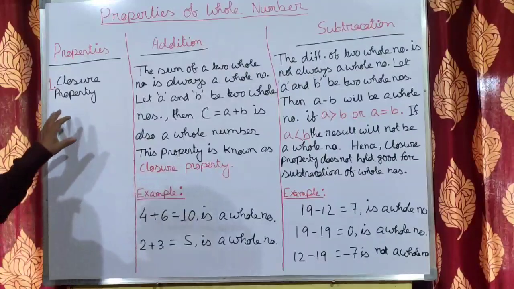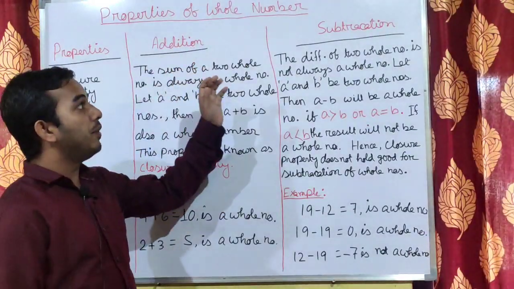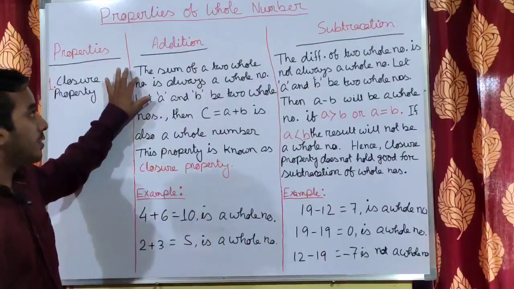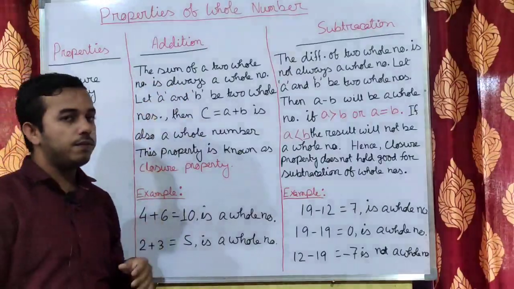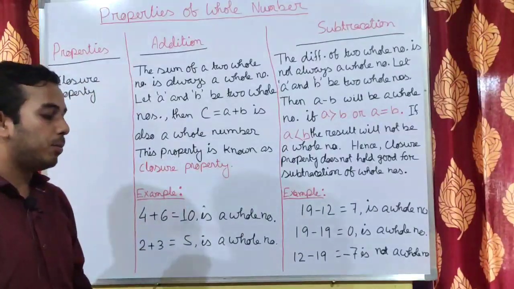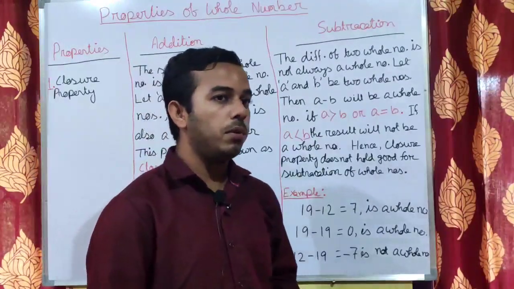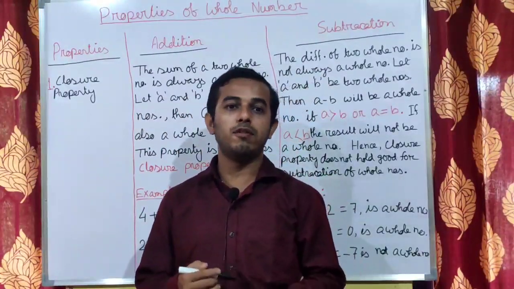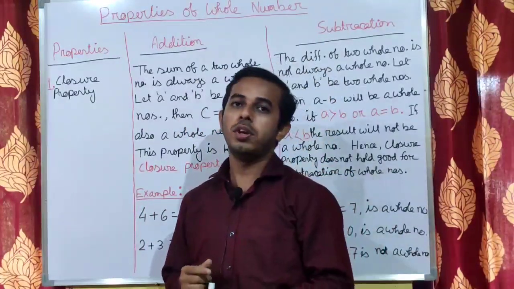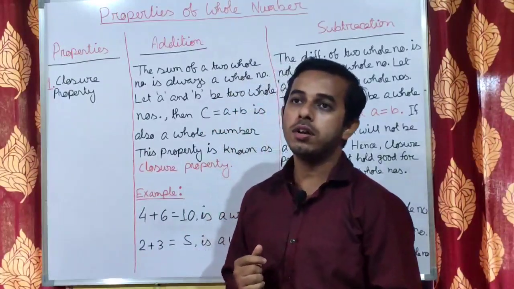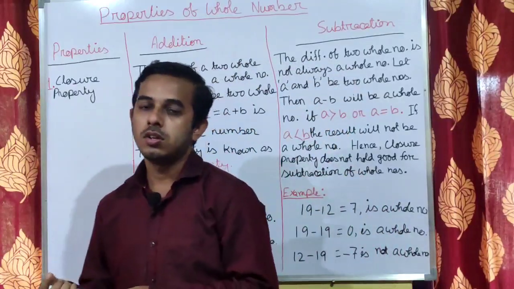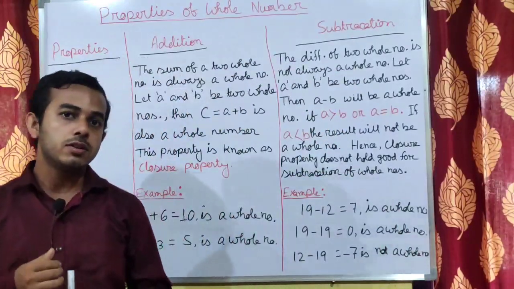First will be properties of addition and subtraction. The closure property of addition says that the sum of two whole numbers is always a whole number. Suppose consider a whole number 3 and another whole number 4. Sum means plus, so add. If we add 3 and 4, the result will be 7, and 7 is also a whole number. So closure property of addition says that.